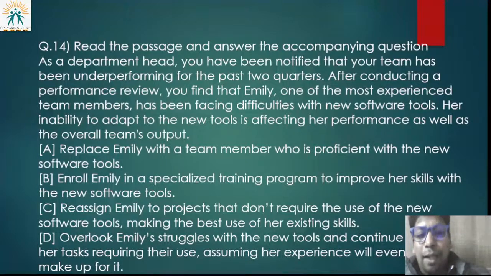Option A, what would you do? So let's look at Kamya's option first. Enroll Emily in a specialized training program to improve her skills with the new software tools. Brilliant. That's the most diplomatic solution out there, right? Let's quickly eliminate the others. Replace Emily with a team member. How can you replace the best team member, the most experienced one? She's irreplaceable. Reassign Emily to projects that don't require the new software tools, making the best use of her existing skills. Then what about improvement and growth, and the growth of the company? You are limiting the most experienced employee. Overlook Emily's struggles with the new tools and continue. This definitely should not be done. Let's go for the next one.